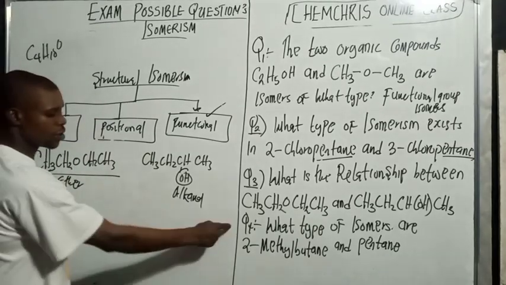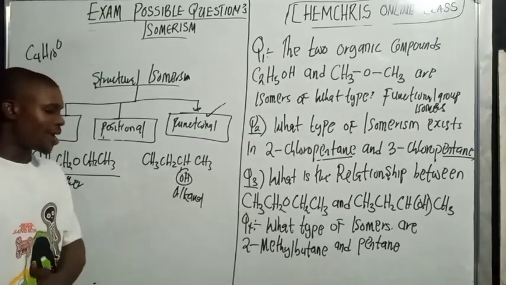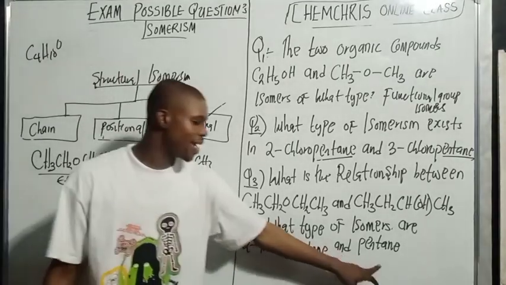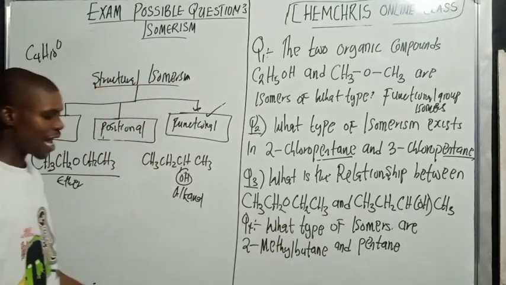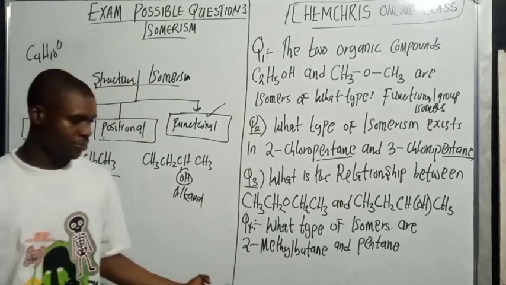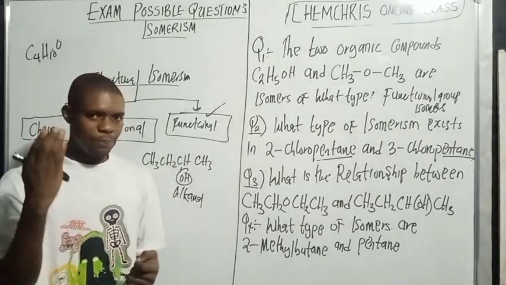So now let's move to number 4. What type of isomerism exists between 2-methylbutane and pentane? 2-methylbutane and pentane. What type of isomerism exists here? That is an exam possible question.